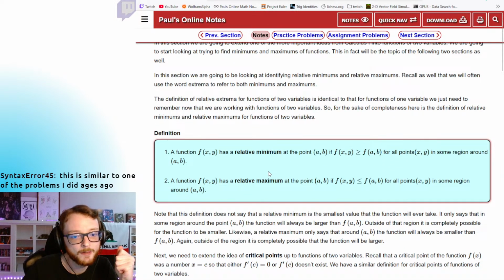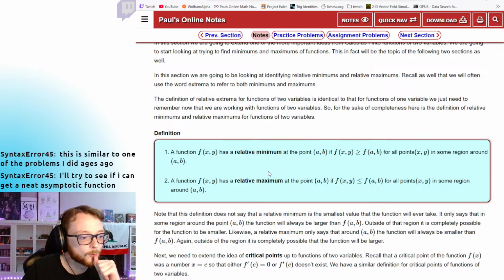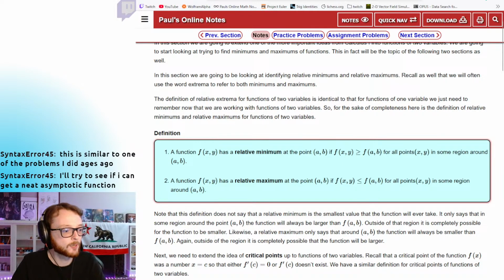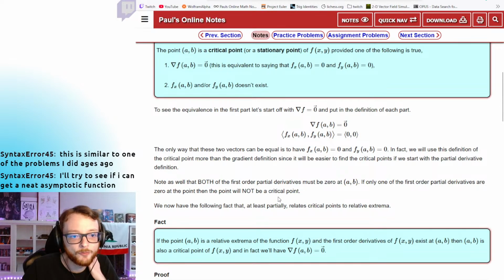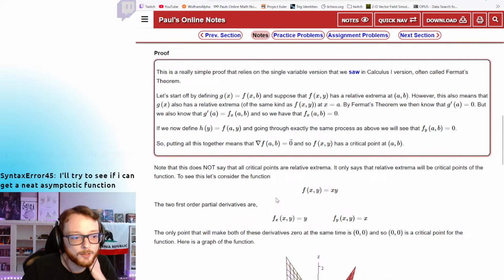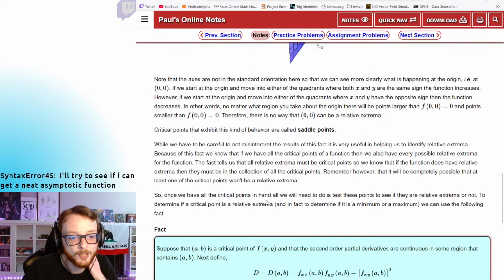Basically, you need to find the partial with respect to x, partial with respect to y, find where they both equal 0, and that's a critical point, just like you have critical points in single variable. And then if you want to classify it, you need to look at the second derivatives, and that gets a little trickier, but this site kind of explains it all.